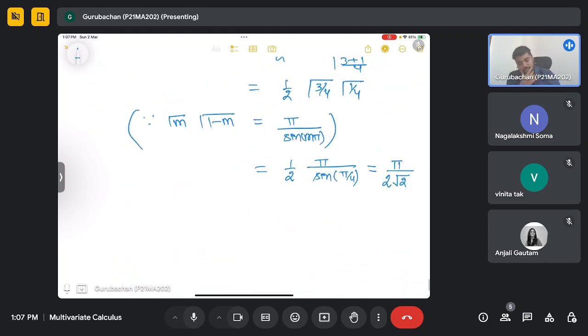Now, in a similar way, try this third part, the integral from 0 to pi by 2 of under root cot theta d theta. Try this one.